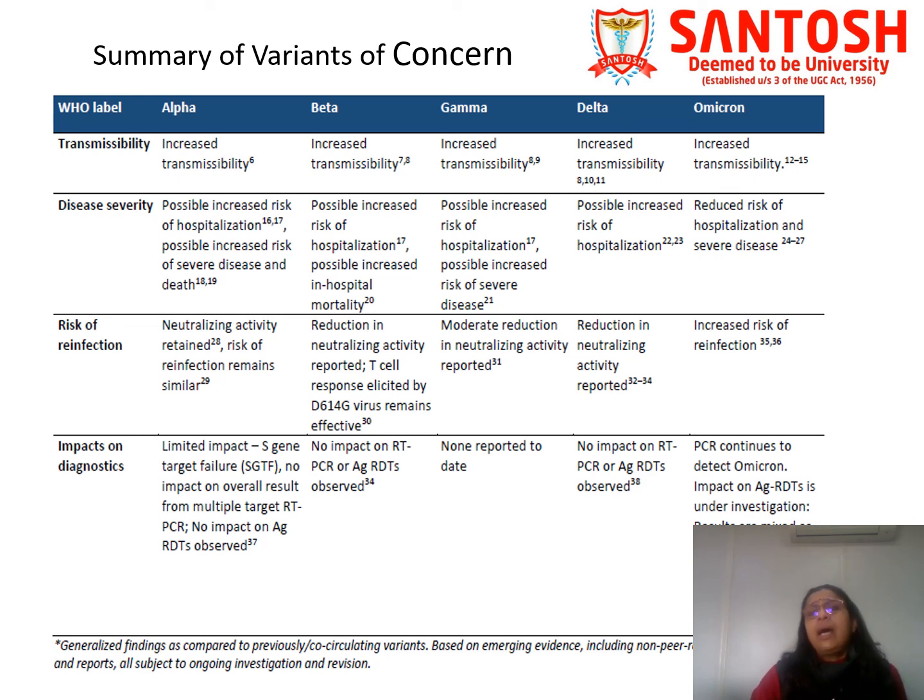At present, we are dealing with the Omicron virus, which has high transmissibility but a reduced risk of hospitalization and severe cases. However, there is increased risk of reinfection, and the RT-PCR continues to be the most dependable diagnostic test for detecting the Omicron variant of novel coronavirus.